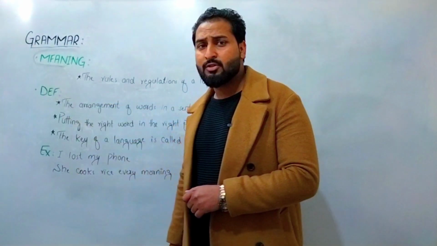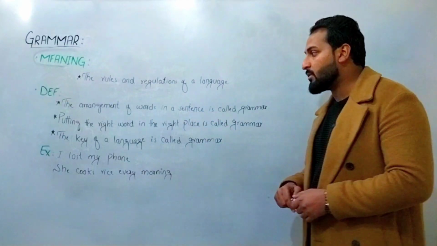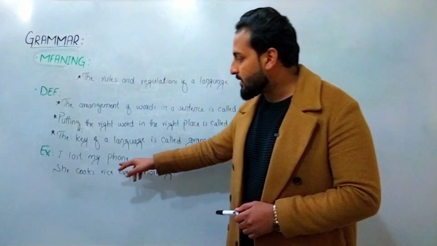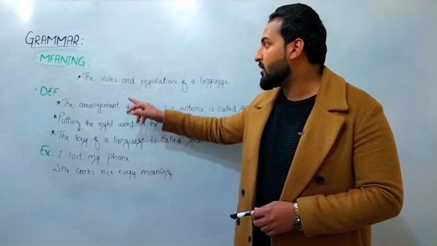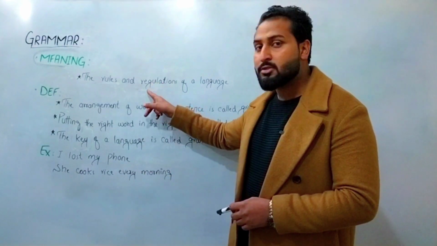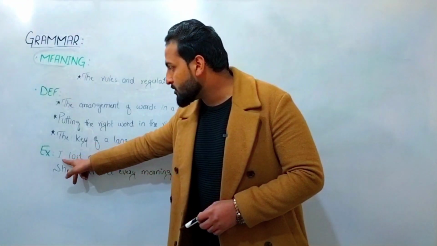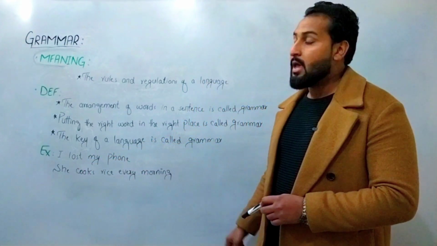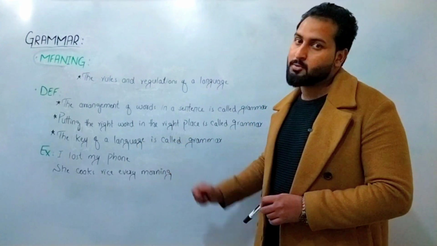Now let's apply the definitions on these examples. The first definition, the arrangement of words in a sentence is called grammar. Second, putting the right word in the right place is called grammar. So once again, look into these examples. I lost my phone. Here this sentence is according to the rules and regulations of grammar. यहाँ पे जो sentence है, ये rules और regulations के मुताबिक है. तो ये हमें एक complete meaning देता है. First, subject is used, then verb takes form, and afterward object, in sequence. And moreover, these are the positions of these parts of speech.